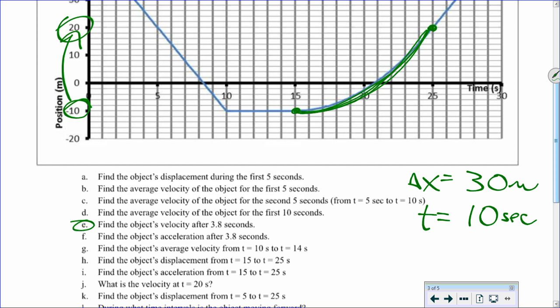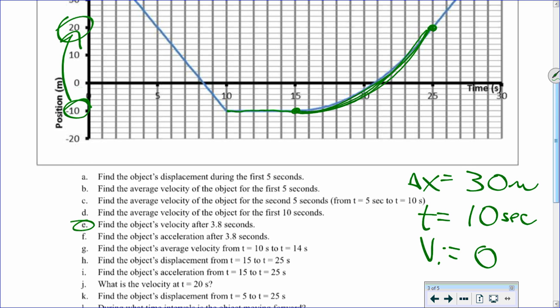Between 10 and 15, there's no change in position. Good. Look, between here and here, position stays constant. That means you're not moving, not moving, not moving. And then you start moving. So you started out with an initial velocity of 0.